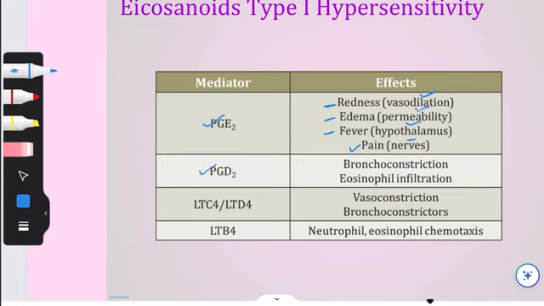PGB2 leads to bronchoconstriction and eosinophilic infiltration into the sites of reaction. Leukotriene C4 and D4 cause vasoconstriction and bronchoconstriction, and then finally leukotriene B4 has been shown to draw in neutrophils and eosinophils to sites of inflammation and type 1 hypersensitivity reactions.